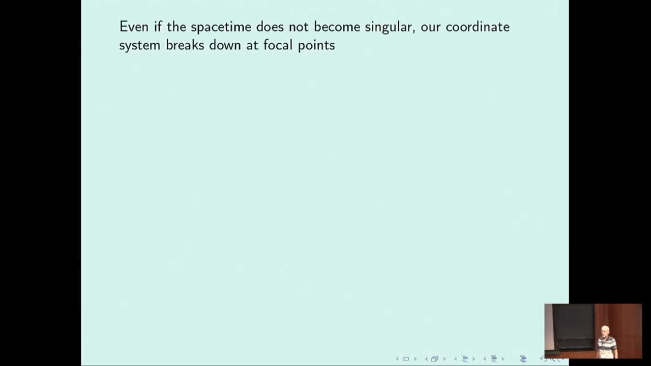So even if the space-time doesn't become singular, our coordinate system breaks down at focal points. Because if several orthogonal geodesics from S meet at the point P, then we would not know which coordinates to use for P.